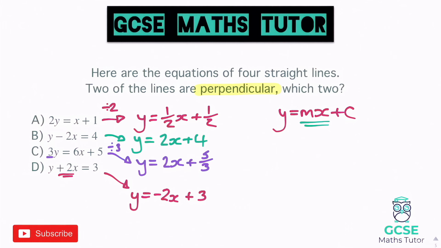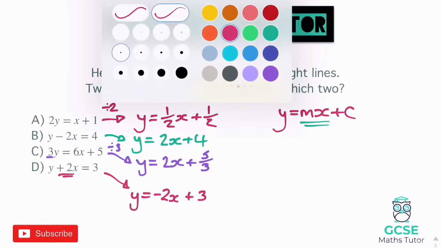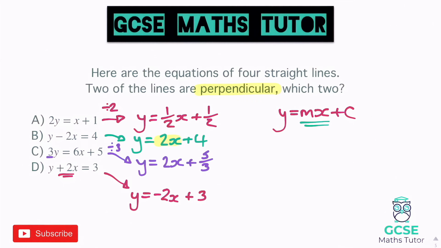Right, so we need to have a look at which ones of these are perpendicular. Now, as we've got a 2x and a 2x here, those two lines there are parallel. Not asking for which ones are parallel, but they have the same gradient, so we could say that those two are parallel. So let's have a look at the other two. So we've got these two here.